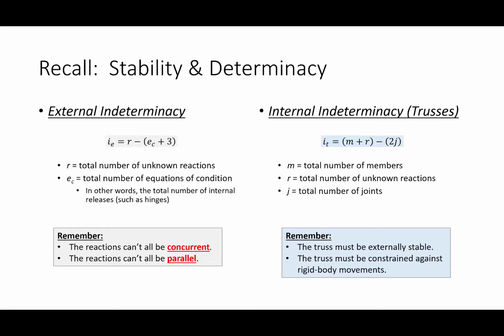Okay? For external indeterminacy, we take R minus the quantity E sub C plus 3. We know that for any system there are 3 equations of equilibrium, and we know that there are possibly internal equations of condition if we have hinges or some other internal release, although hinges are the most common. And there are also caveats to that. You know, reactions can't all be concurrent, can't all be parallel, etc.